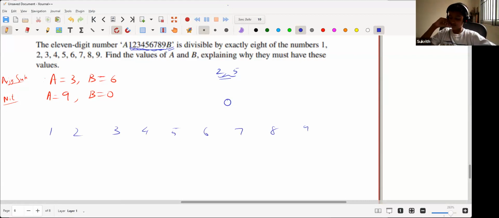And then I did if it's divisible by 8, then the last number, the B has to be 6 because of the last 3 digits. And then after that, I made it such that, so sir, I don't remember how I did it.